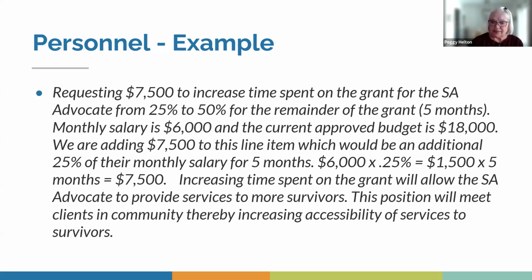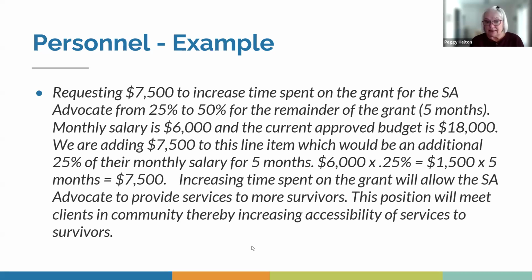So their salary is still $6,000 times 25%. That's $1,500 times 5 months. That's $7,500. So you really want to put right up front what you're going to request, and then all of your calculations so that you end up showing us how you came up to the amount that you're requesting.